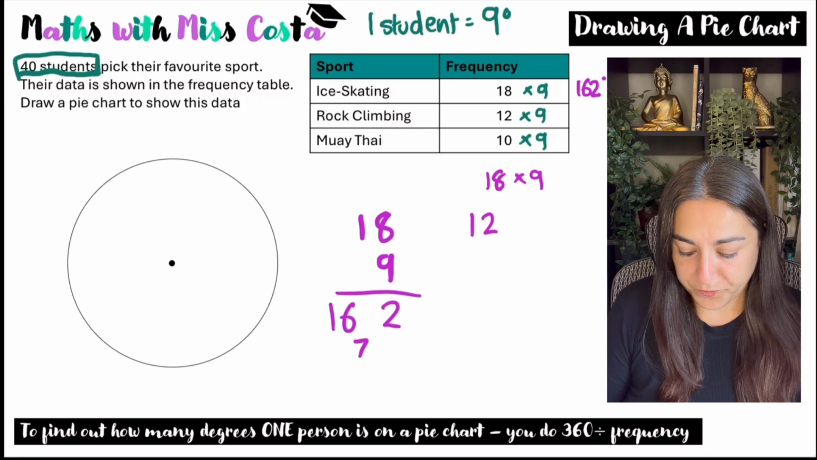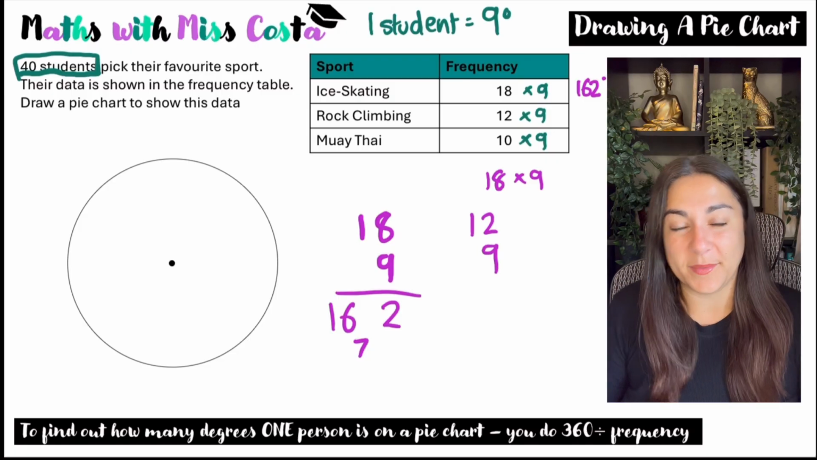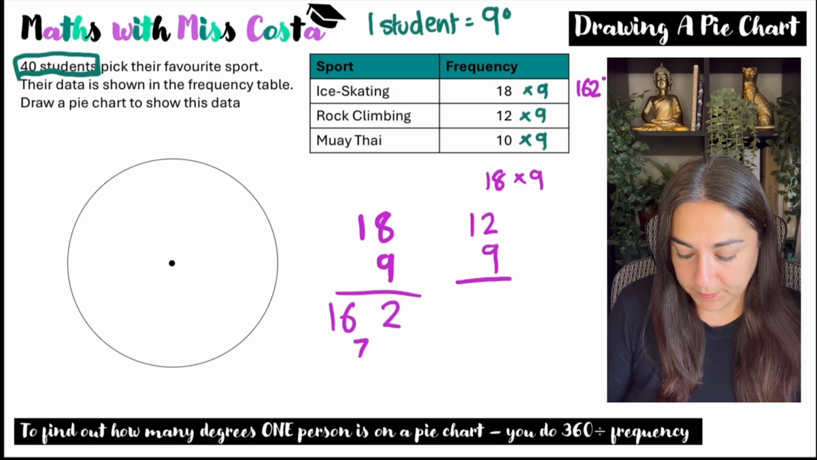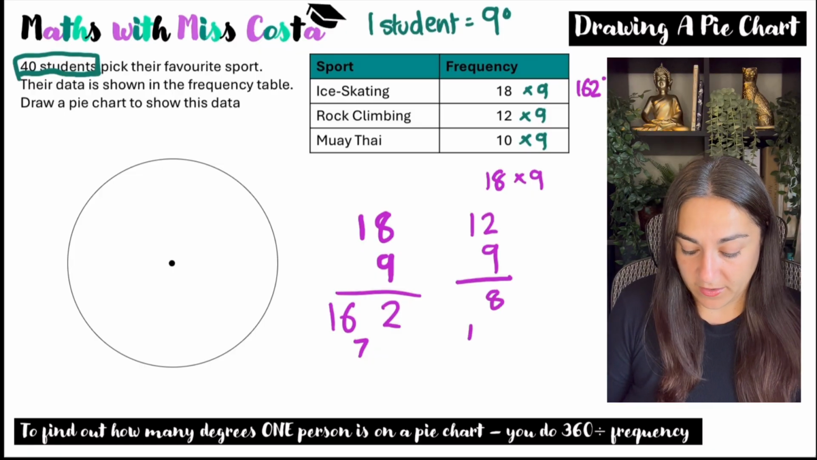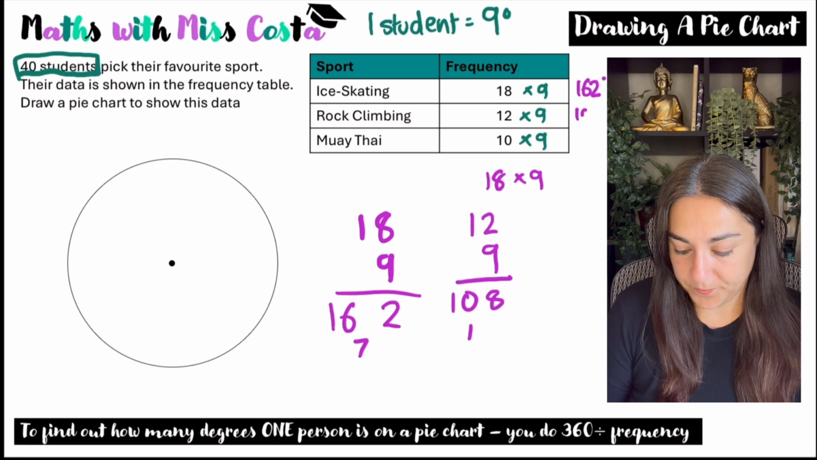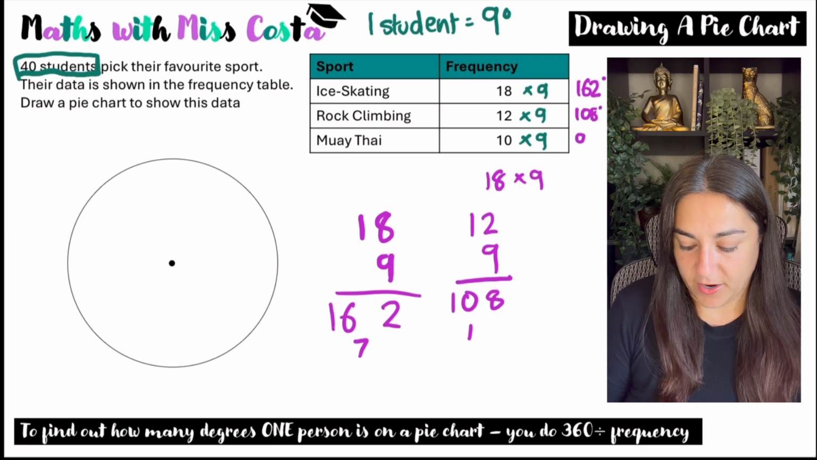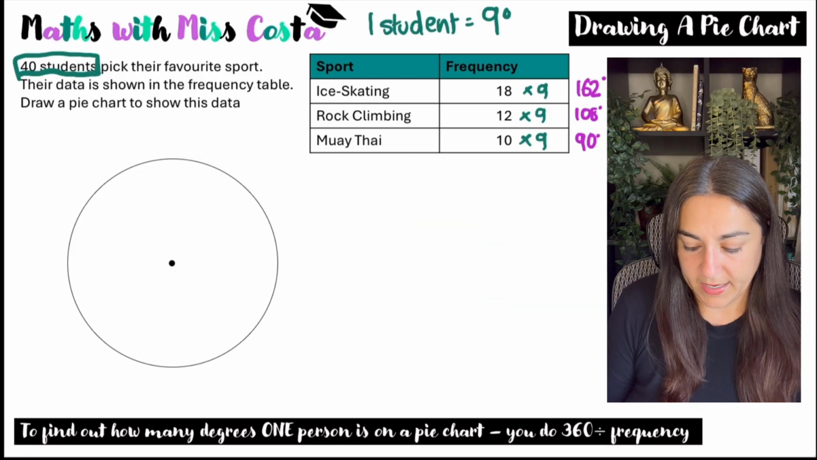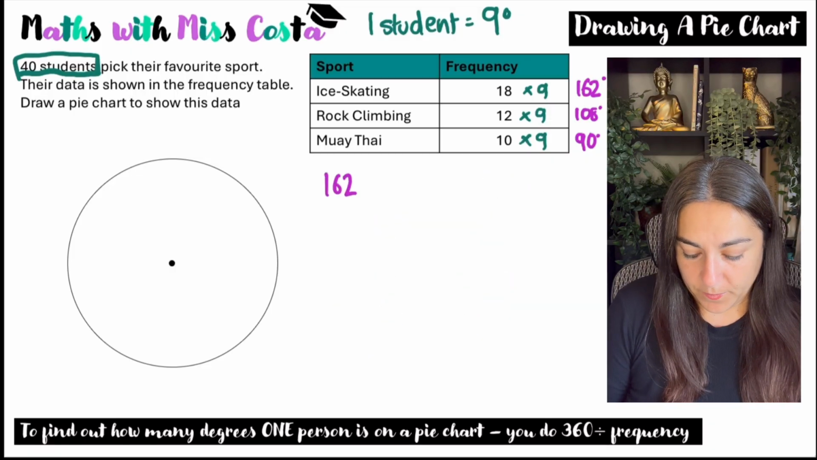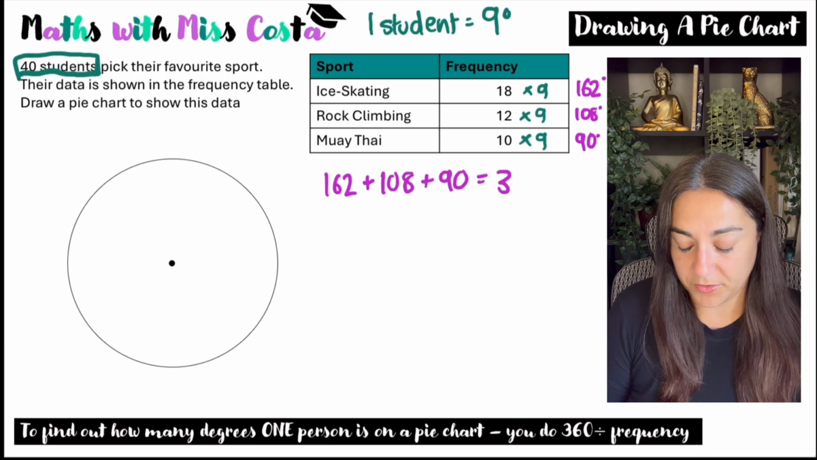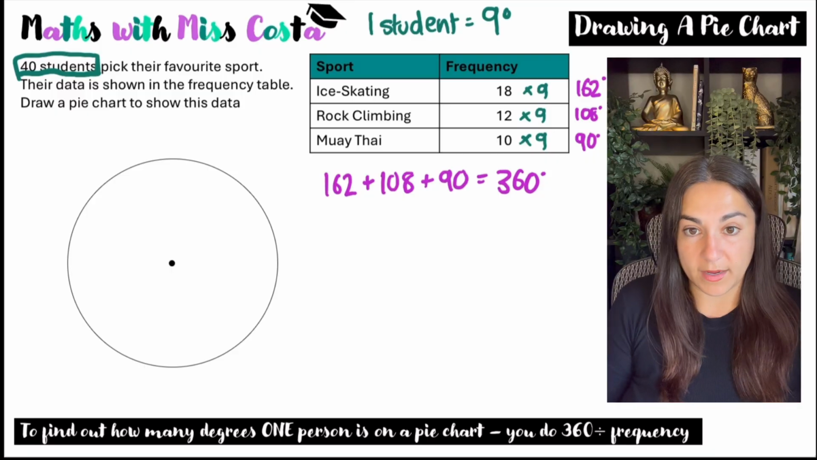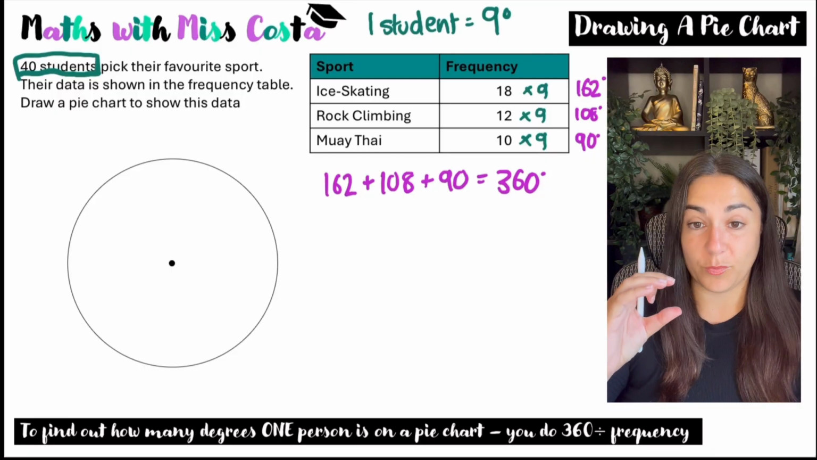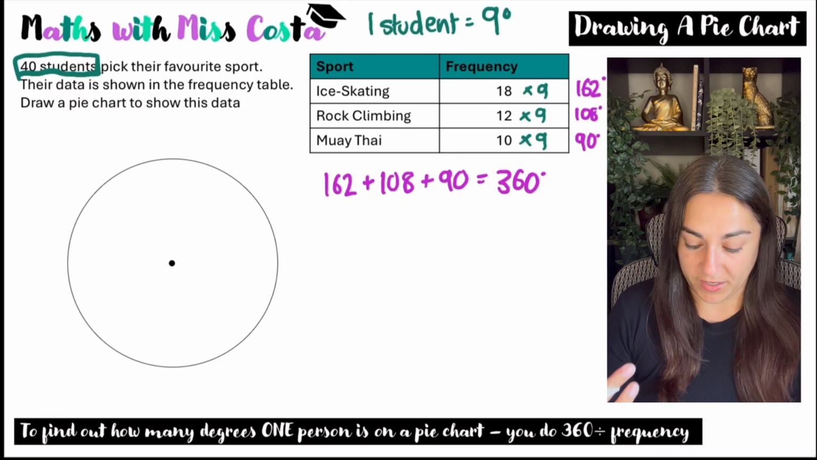12 times 9, you might know your 9 times table, so 10 times 9 is 90, so add on 2 lots. But if not, then we do 9 times 2, which is 18, 9 times 1, which is 9, add the 1 is 108. And the final bit is 10 times 9, which is 90 degrees. Now to double check if you've done it right, 162 plus 108 plus 90 should add up to 360. If all of your angles add up to 360, the likelihood is you've done it right.